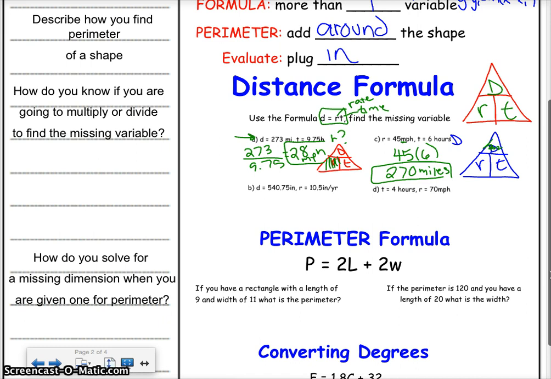D is 540.75 inches. Your rate is 10.5 inches per year. What am I missing? I'm missing T. So I'm going to make my little triangle, D on top, R and T. I don't have T, so I cross it off. So what do I do, multiply or divide them? Divide them. So 540.75 divided by 10.5. 51.5. What's my units? Years. The rate told me, because the rate is 10.5 inches per year. So this is 51.5 years.